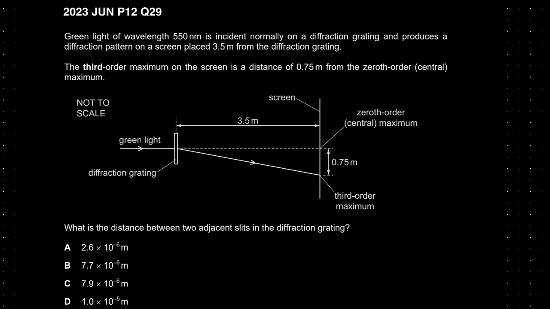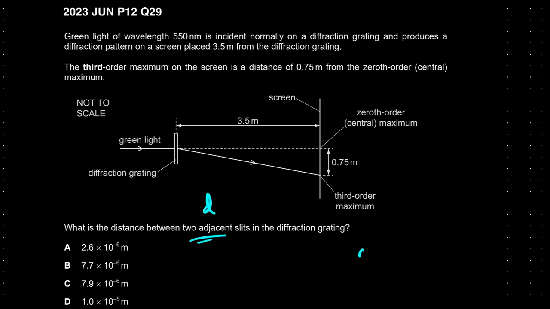Question 29. Green light of wavelength 550 nanometers is incident normally on a diffraction grating and produces a diffraction pattern on a screen placed 3.5 meters from the diffraction grating. The third order maximum on the screen is at a distance of 0.75 meters from the 0th order. What is the distance between two adjacent slits? So it's basically asking me for d.